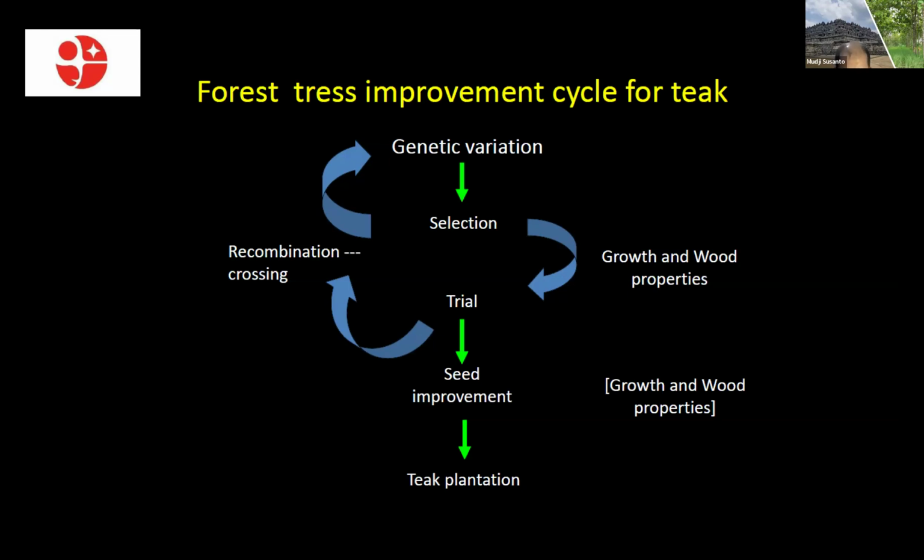Field trial: these progeny are planted in field trials to assess their performance under various environmental conditions. Evaluation: the trials are monitored over several years, and data on growth, wood quality or wood properties, and other relevant traits are collected. Identify superior families and individuals: based on the progeny test results, superior families and individual trees are identified.